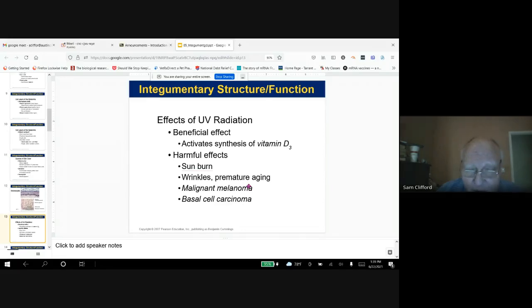So if you get too much UV radiation, you burn your skin. UV radiation also helps the production of vitamin D3, sunburn, wrinkles, malignant melanoma, and basal cell carcinoma. Those are 2 cancers that occur in the skin.